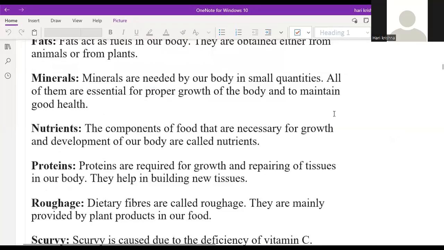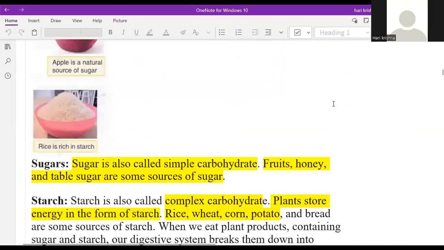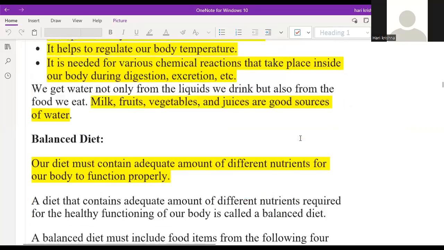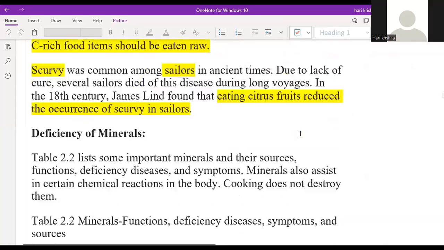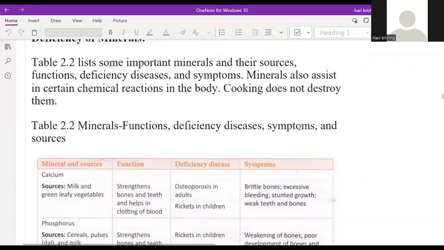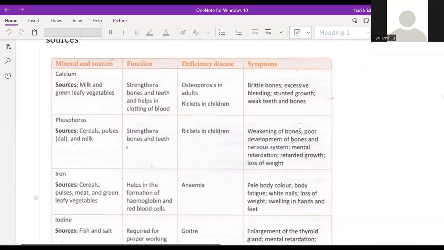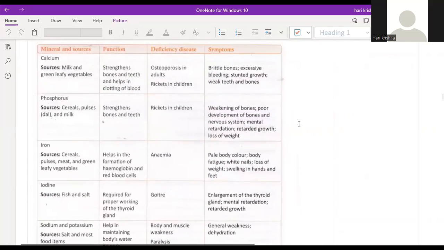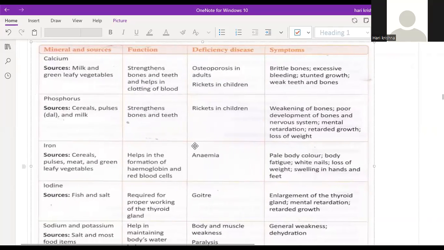Wait a minute. Vitamin table is there. A minerals table. Yeah. You can see the minerals right here, the tabular column. Can you see it properly? Yes, sir. Yes, sir. Yes, sir.